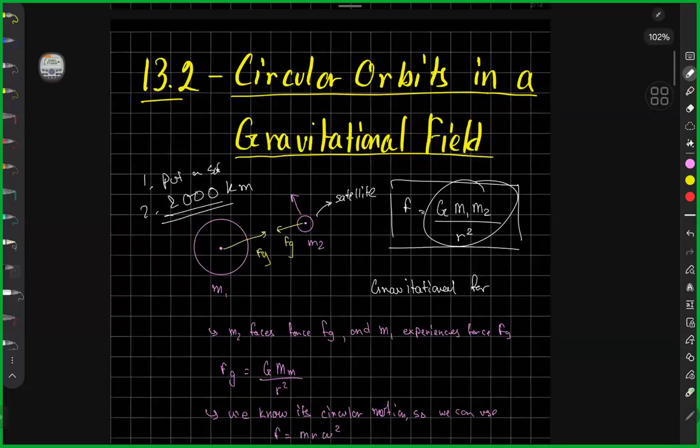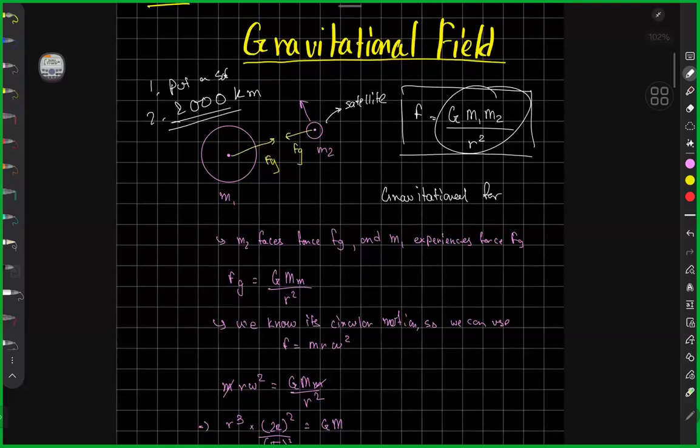So if I have the satellite, what is the force on the satellite? Fg = GMm/r². Let's say the capital M is the mass of Earth, small m is the mass of the satellite, and the separation is let's say 2,000 kilometers. That's how high the satellite is, that's where I want the satellite to be.